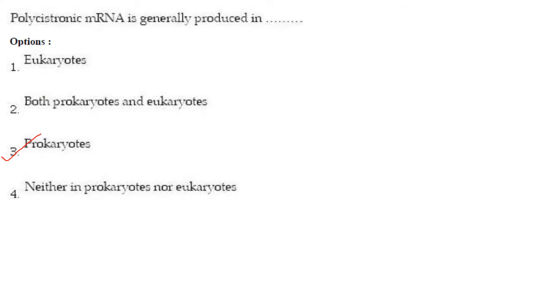Next one. Polycistronic mRNA is generally produced in option 1, eukaryotes, 2, both prokaryotes and eukaryotes, 3, prokaryotes, 4, neither in prokaryote nor eukaryote. Answer is option 3, prokaryotes.